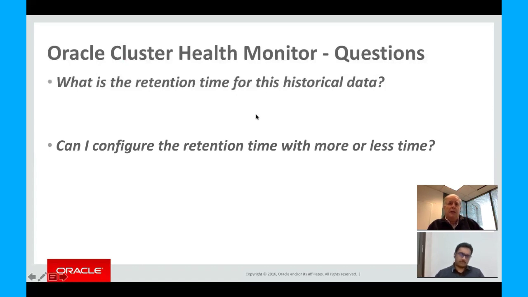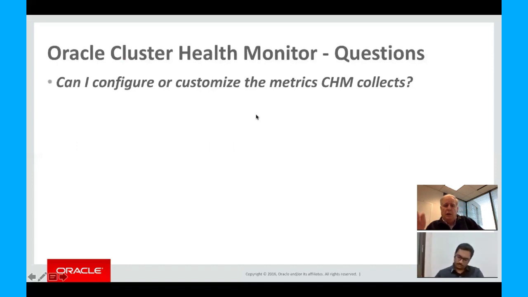So coming back to our questions here. You talked about the categories of metrics that CHM collects. Do I have any control over what specific metrics I can have CHM collect? So the core metrics are always collected at a 5-second interval, the reason being that the problem could be multi-dimensioned and we don't know what the dimensions of the problem are. So the core metrics are always collected at a 5-second interval.